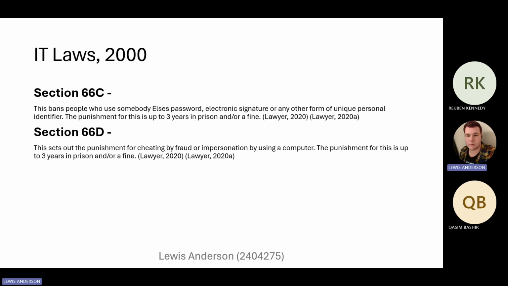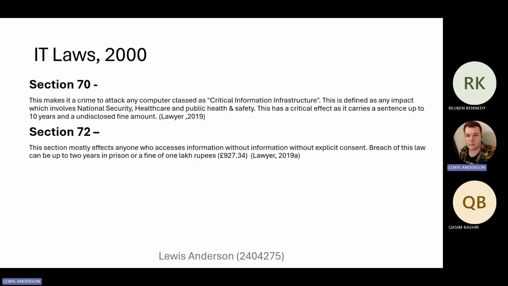Then you've got 66D, which is don't cheat or impersonate using a computer. The punishment is 3 years in prison and/or a fine. Then we have section 70, which is don't hack anything that involves critical information infrastructure, aka, do not hack the government, do not commit cyber terrorism. This carries a sentence higher than others at 10 years and an undisclosed or unknown fine amount.